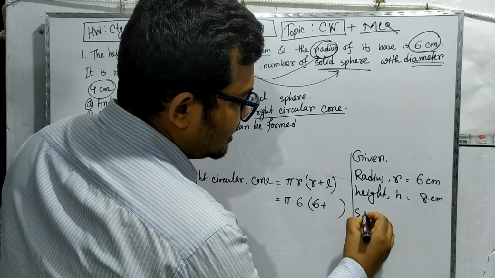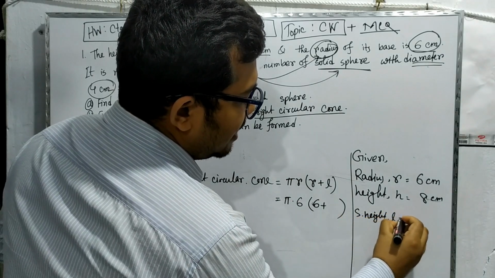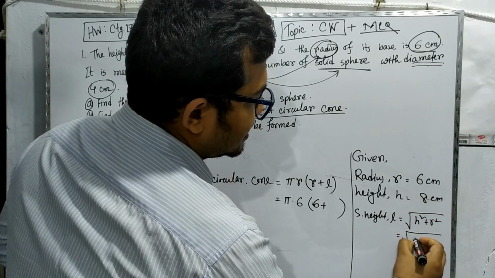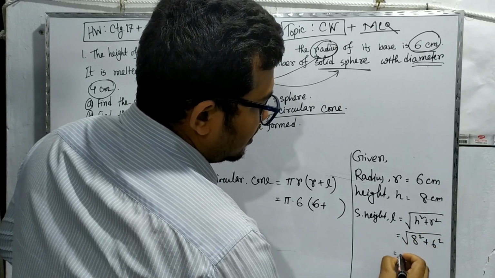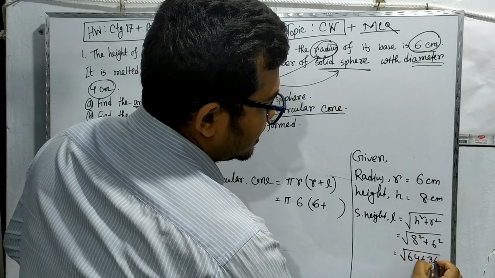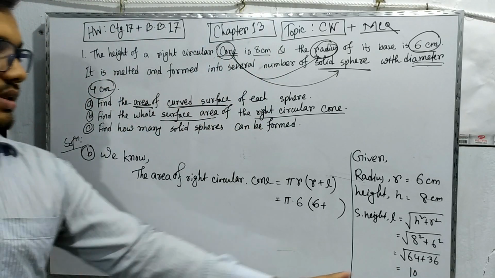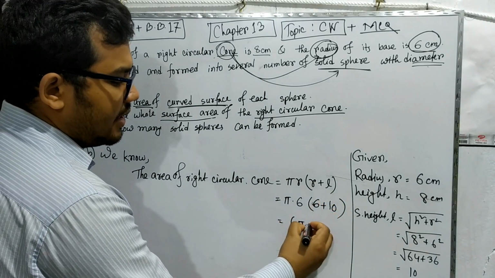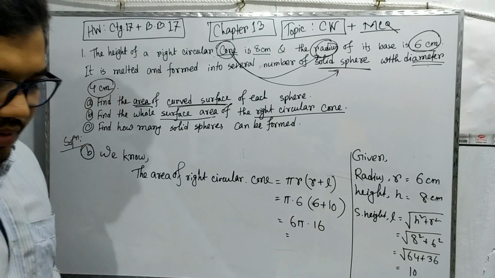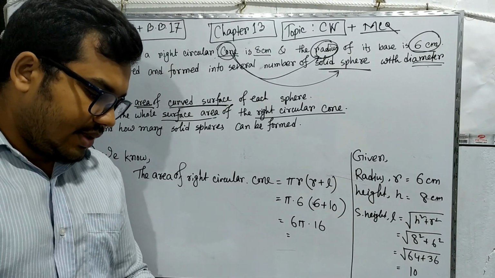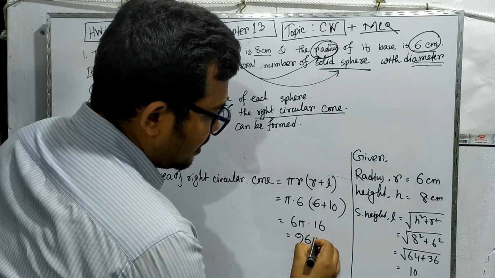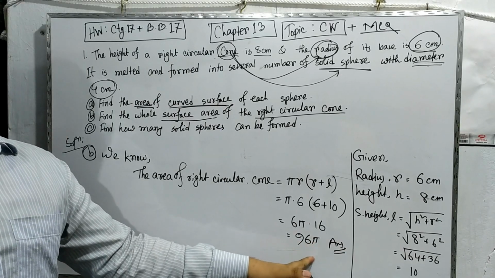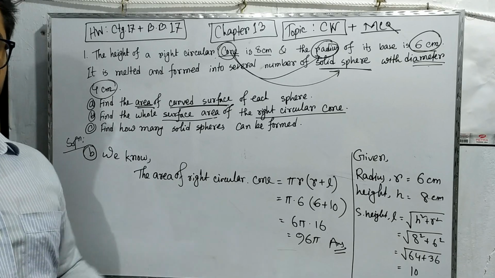We know the slant height l will be root over h square plus r square. So the value of h is 8 square plus 6 square. So it will be 64 plus 36, so 10 is the value of l. Putting the value of l here, we get 6 pi into 16. If we multiply 16 into 6, it will be 96 pi. You may keep it as the answer, or you may put the value of pi, which is 3.1416.